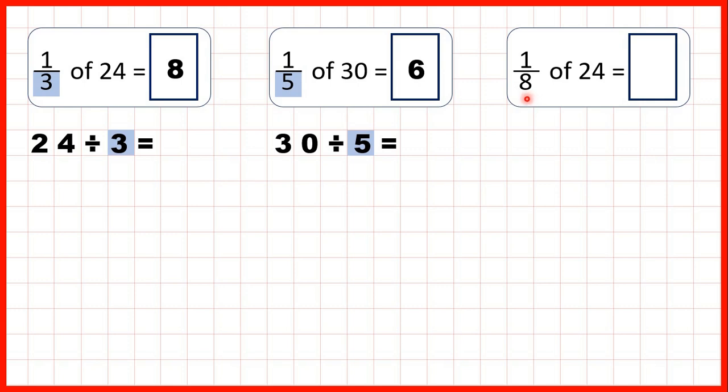Finally, let's find 1/8 of 24. So, because we have a unit fraction, all we need to do is divide 24 by 8. So divide by the denominator. 24 divided by 8 is 3, because 3 times 8 is 24, so 1/8 of 24 is 3.